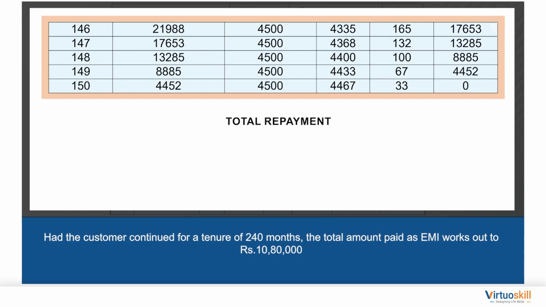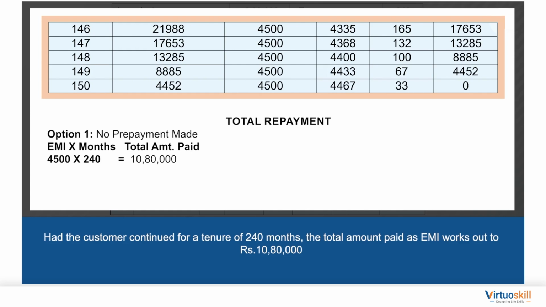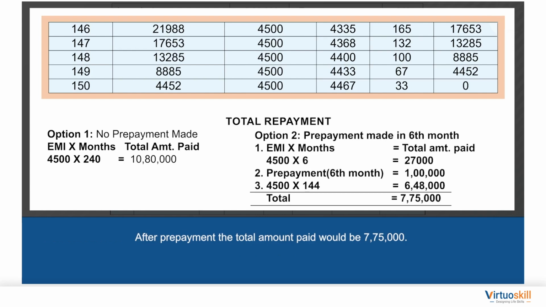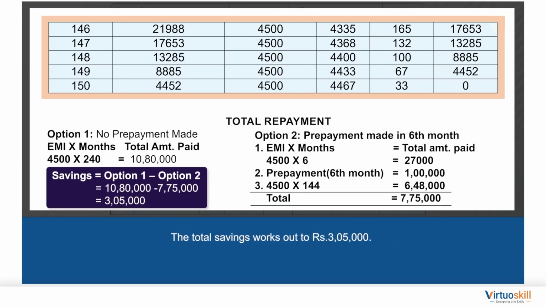Had the customer continued for a tenure of 240 months, the total amount paid as EMI works out to Rs 10,80,000, and now, after prepayment, the total amount paid would be Rs 7,75,000. The total savings works out to Rs 3,05,000.